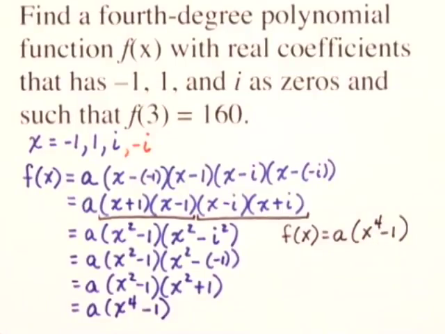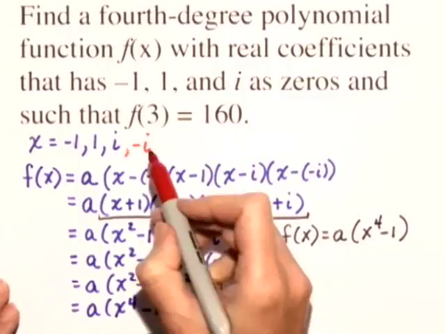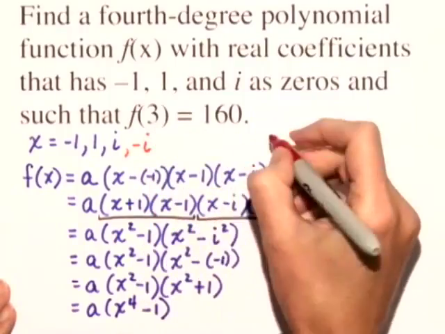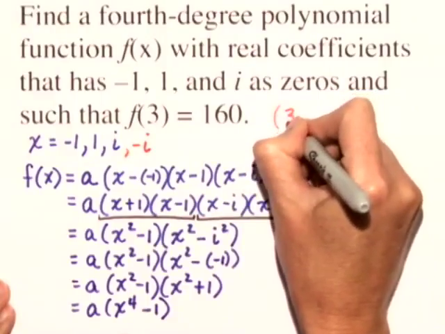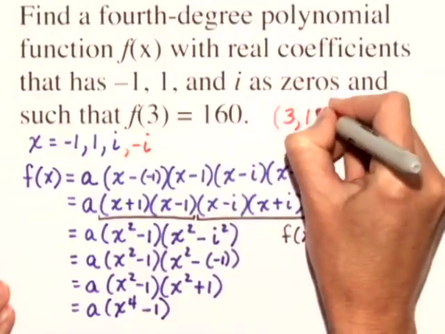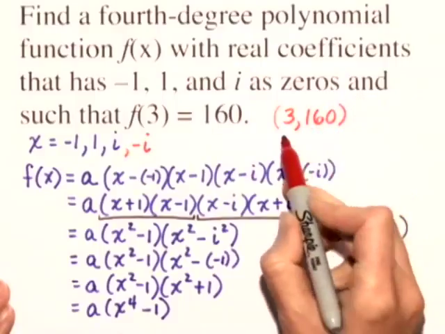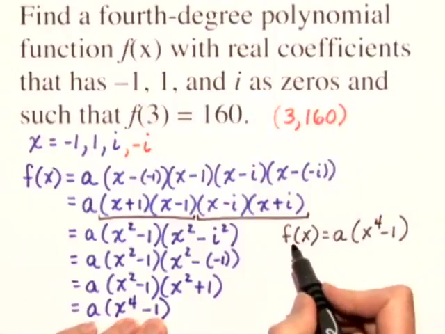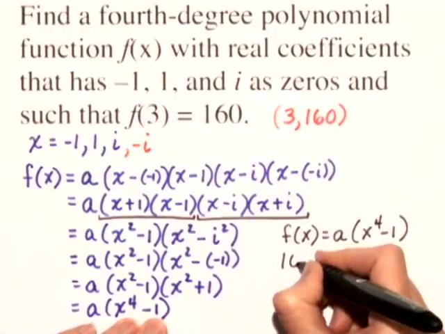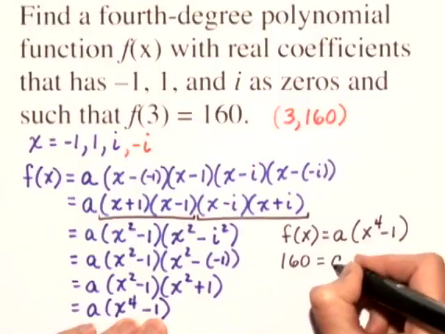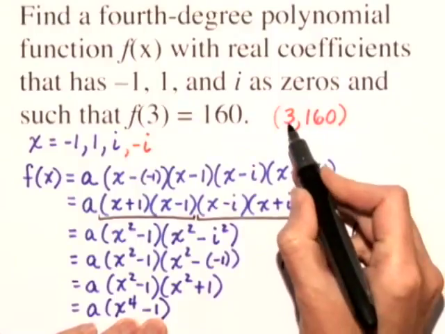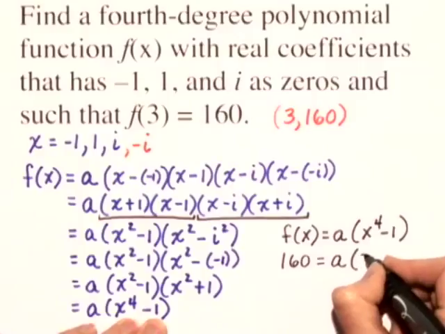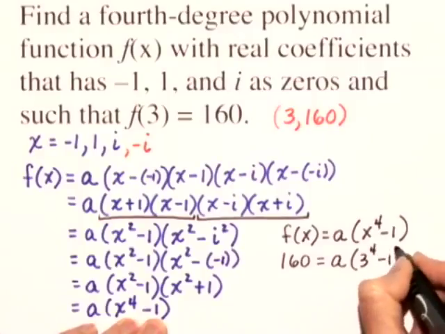Now we use the initial condition up here. We see that f of 3 is equal to 160. That simply means when x is equal to 3, the function value or the y value is equal to 160. This is a point on our polynomial. So since f of 3 is equal to 160, I'll put 160 in here for my y value or my f of x equals a times, I'll substitute 3 in here for my x, 3 to the fourth minus 1.